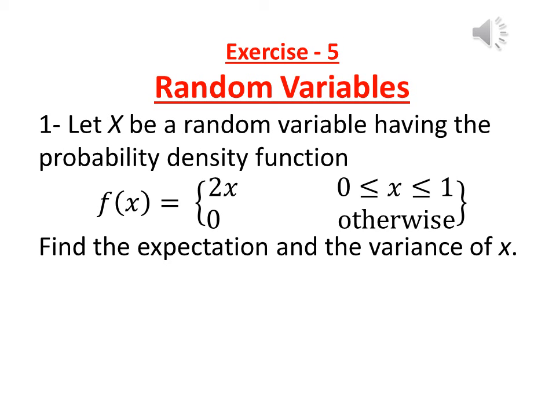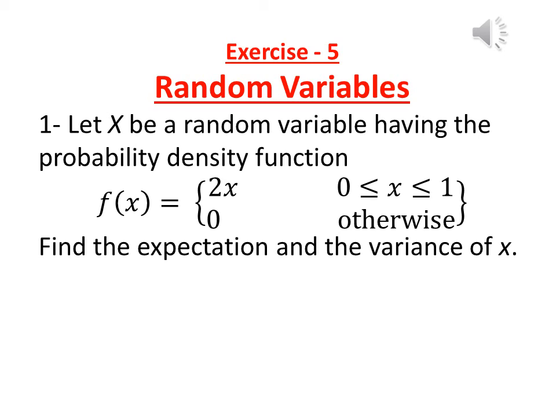To make an exercise about the random variable. First one, let x be a random variable having probability density function small f of x equal to 2x, x from 0 to 1, 0 otherwise. Find the expectation. Easy. The expectation is equal to the integration of x f of x. So x times 2x, and integration from 0 to 1, we get the expectation.